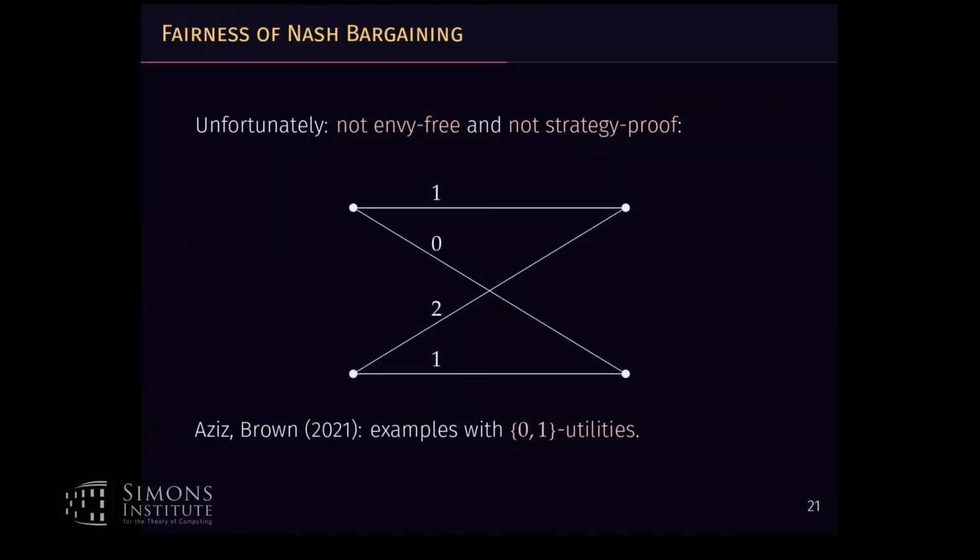Okay, so now I want to come back down to reality. So what's the reason that Nash bargaining is not the ultimate solution? Well, the reason is that Nash bargaining is neither envy-free nor strategy-proof. So there are some very small examples like this one. And in fact, there are even some examples that use only 0-1 utilities where Nash bargaining does not give you an envy-free solution.